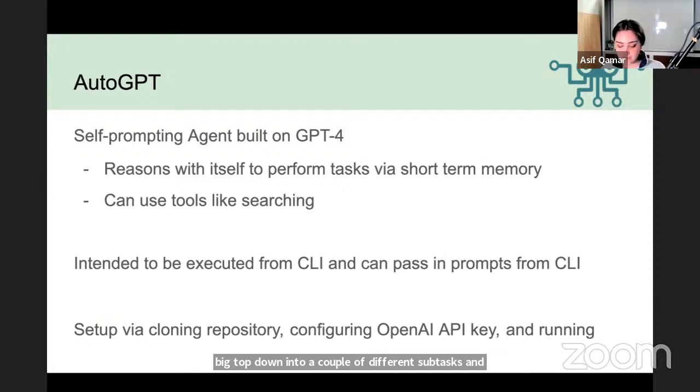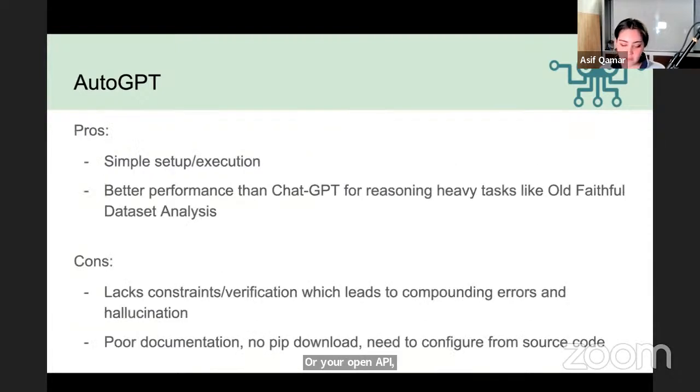It's executed from a CLI, and it doesn't actually have a pip install at the moment, which is kind of unfortunate because it's a bit clunky to clone and get running on your computer. But essentially, if you clone the repository and give it your GPT-4 API key or your OpenAI key, then it can start with GPT-4. One of the main pros is that it's pretty simple to set up and to execute, once you get the repository running on your computer.